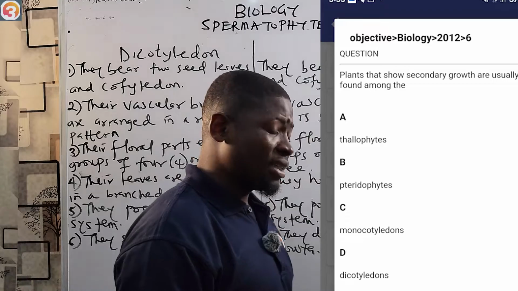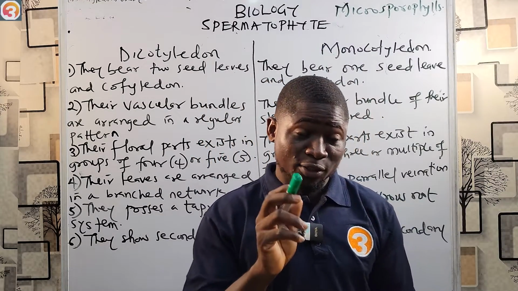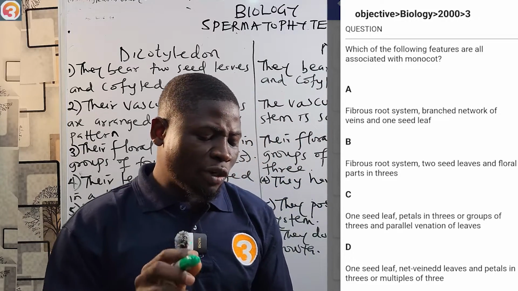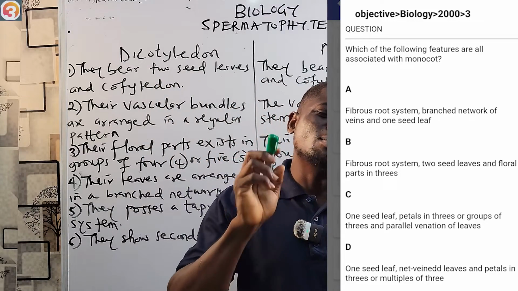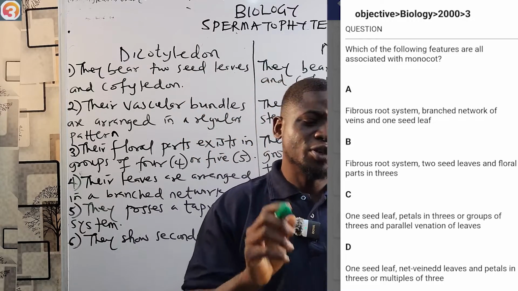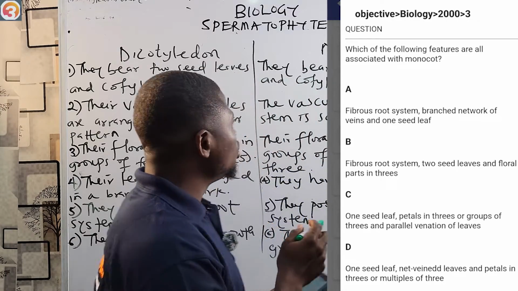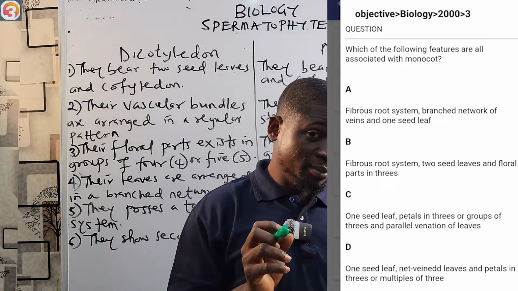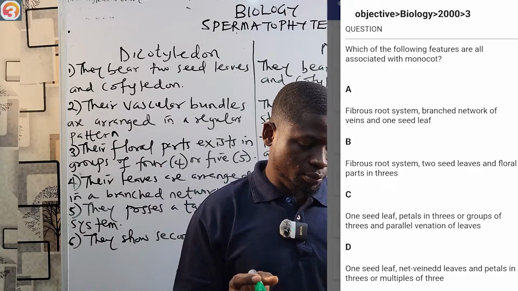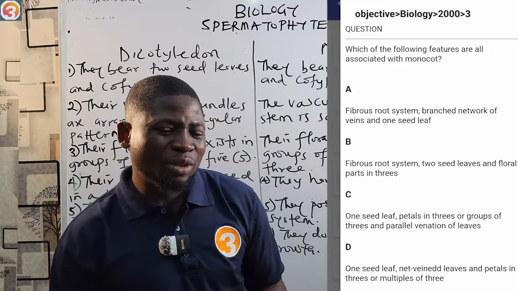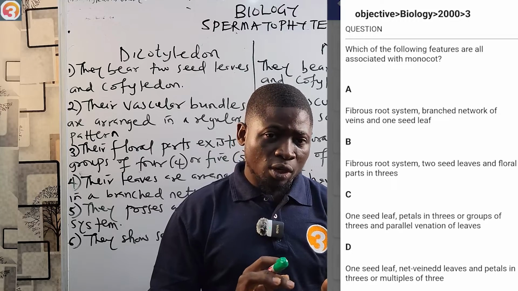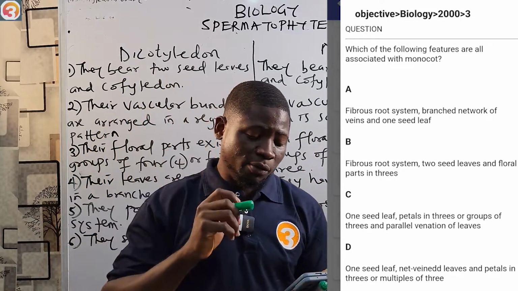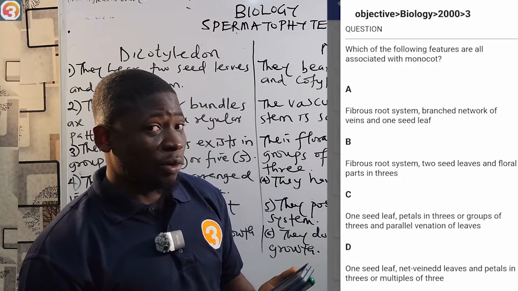This is a 2000 question, year 2000 question 3. It said, which of the following features are all associated with monocots? Make sure you commit all this to memory. All right. They say A, branch network of veins. Do they have branch network of veins? No. Okay, they have a parallel venation, as you can see here. So that is why A will be very, very wrong. And then one seed leaf. They do have one seed leaf.